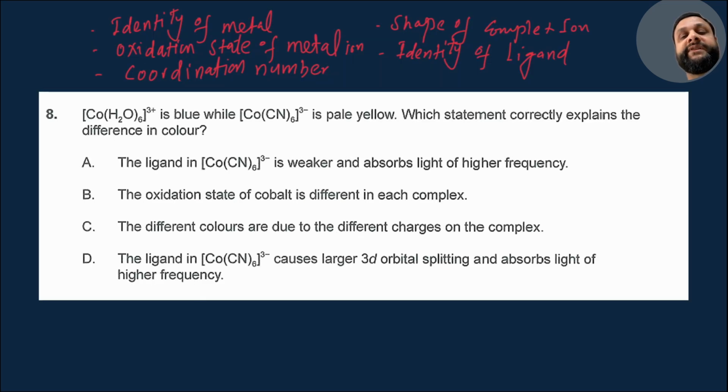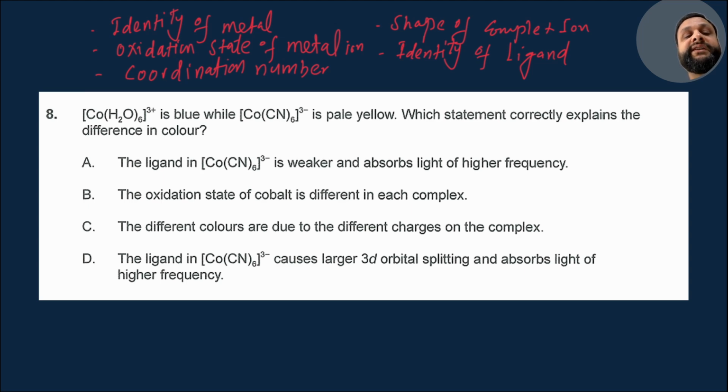Question 8. Which statement correctly explains the difference in color? We have been given 2 complex ions of cobalt, and one of them is blue while the other one is pale yellow. Before answering this question, let's revisit the factors that affect the color of a metal ion complex: the identity of the metal, the oxidation state of the metal ion, the coordination number, the shape of the complex ion, and the identity of the ligand. So let's start reviewing these statements.